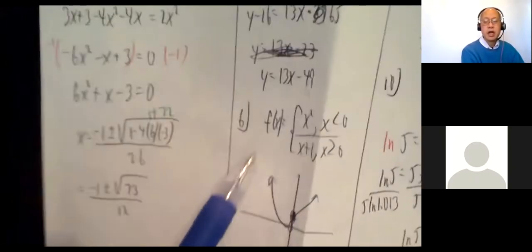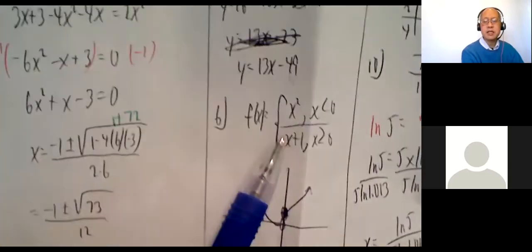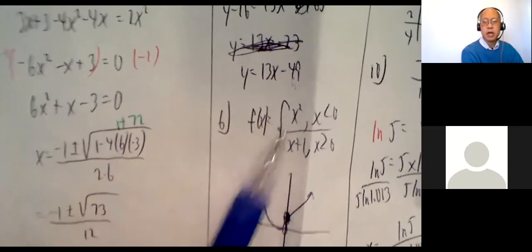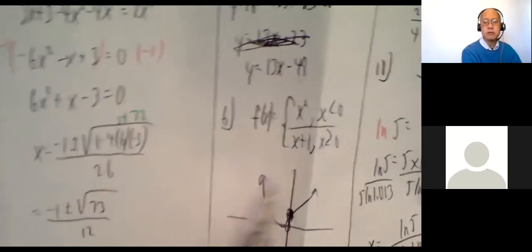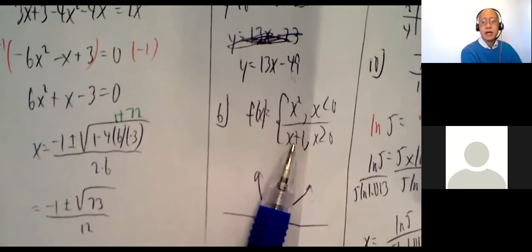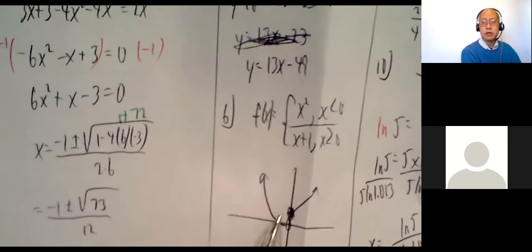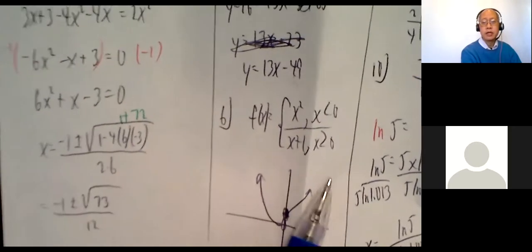Number 6, f of x is x squared, x is less than 0. We know that's parabolic, it looks like a parabola. It does not include 0, so an open circle at the origin. And then x plus 1 is a line including 0, so 0, 1, and you go up like so.